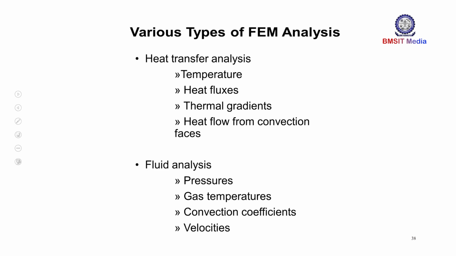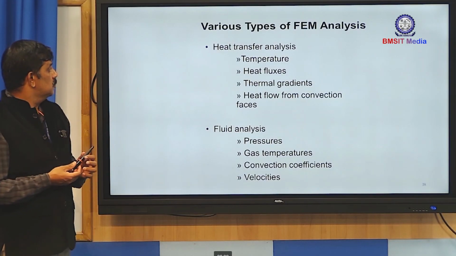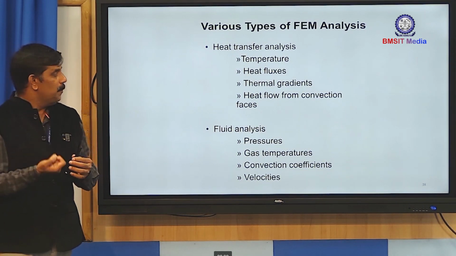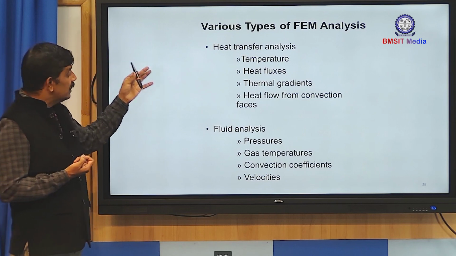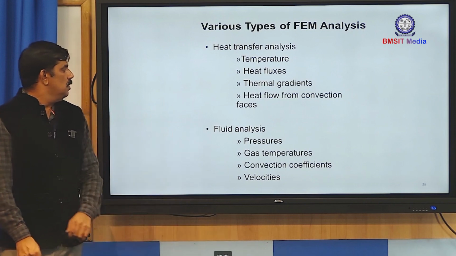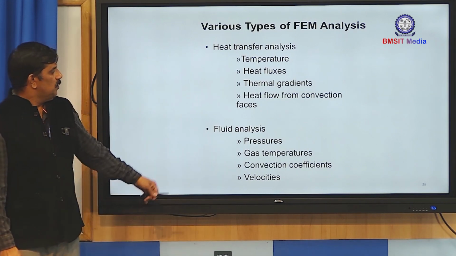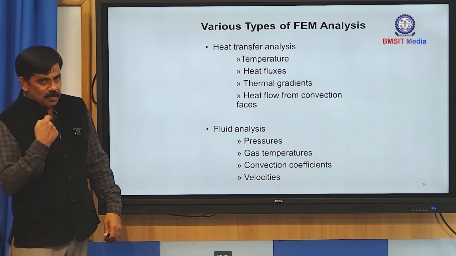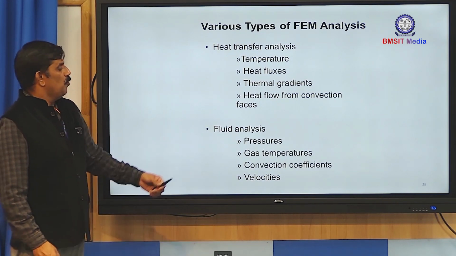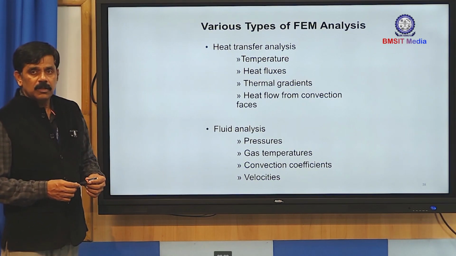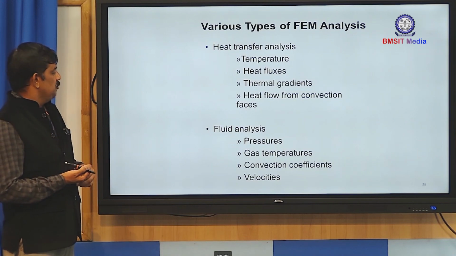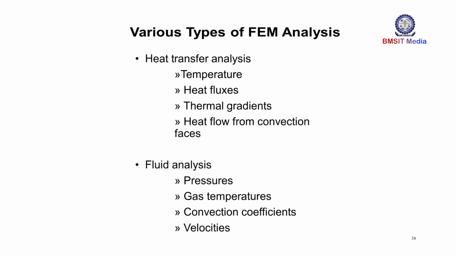So when you come to the heat transfer analysis, you are finding out the temperature. Once you know the temperature, we can find out the heat flow rate or heat fluxes. We can find out how temperature varies within the element. Also, we can get that, which is nothing but the thermal gradient. We can find out heat flow from convection, or it may be conduction, or it may be from radiation. When you come to the fluid analysis, an important field variable is pressure. It may be temperature, it may be different coefficients. All those things can be found out or analyzed using finite element analysis.